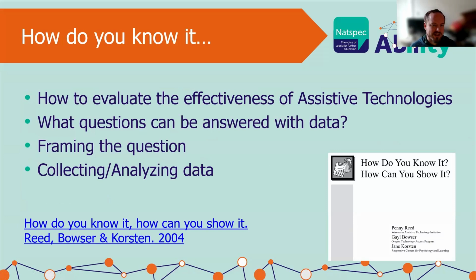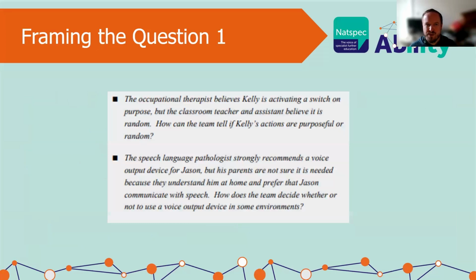It asks about what questions can be answered with data. It's about framing the question and then collecting and analyzing the data. So I've got a few examples here. I'm not going to talk through all of them. But the first one is the occupational therapist believes Kelly is activating a switch on purpose, but the classroom teacher and assistant believe it is random. How can the team tell if Kelly's actions are purposeful or random?